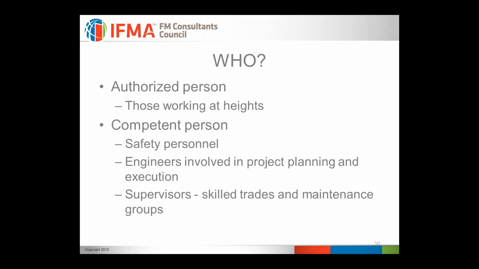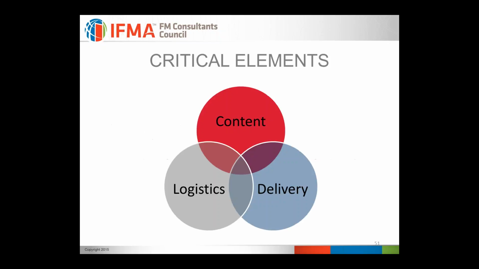A lot of times the competent person that an employer will choose to designate is either safety personnel, or maybe the engineers who might be involved. Maybe sometimes there are supervisors who need to provide some support for the skilled trades or the authorized persons, but the employer gets to designate who the competent person is. And then it's up to that employer to make sure the competent person has the right training.